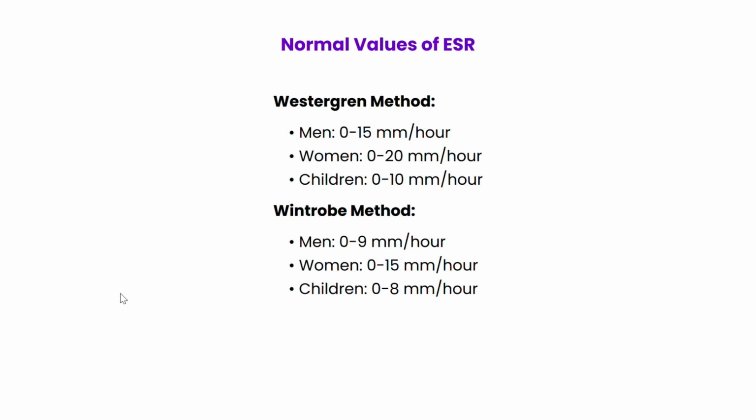Let's look at the normal values of ESR. For the Westergren method, the normal range for men is 0 to 15 millimeters per hour. For women, it's 0 to 20 millimeters, and for children, it's 0 to 10 millimeters per hour. For the Wintrobe method, the normal range for men is 0 to 9 millimeters per hour. For women, it's 0 to 15 millimeters, and for children, it's 0 to 8 millimeters per hour.